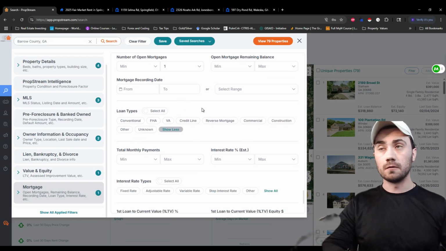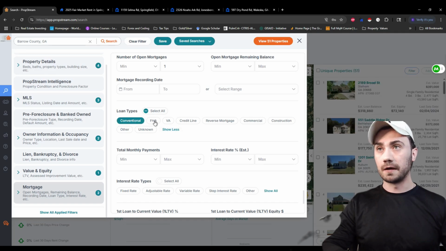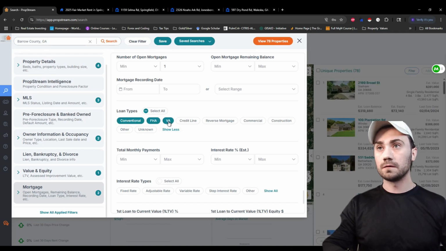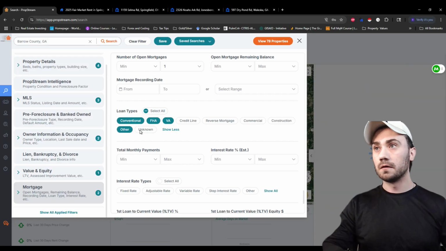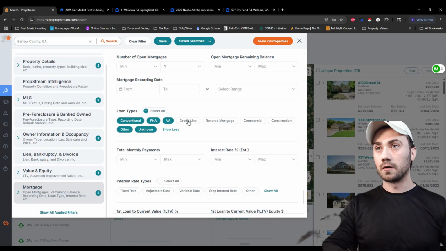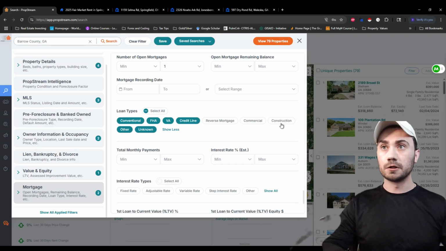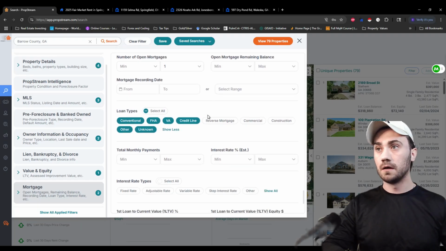So the loan type is important. We want to keep conventional loans, FHA loans, VA loans, other, unknown, and credit lines. These three here where it says reverse mortgage, commercial, and construction, I recommend that you leave it unchecked and that you just focus on this section here for the loan types.